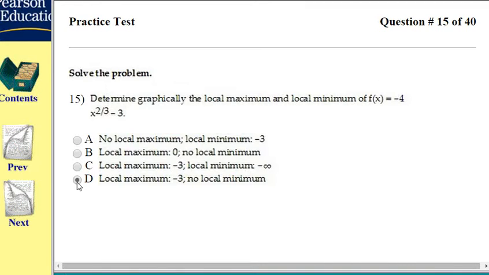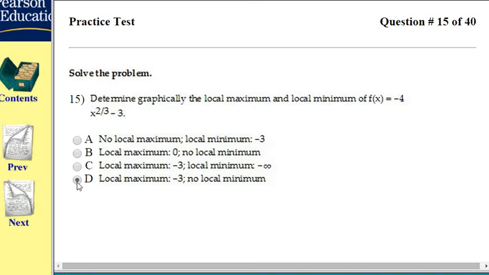Now, Mr. Adams did that on purpose. Why is it D and not C? Can somebody tell me? Yes. Because there's no local minimum. The key word is local.